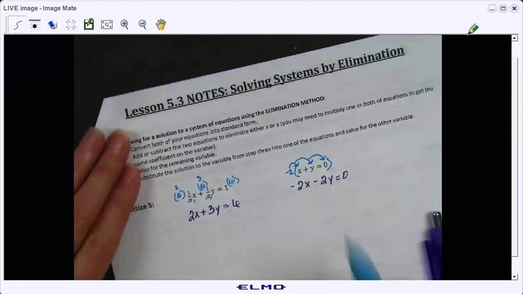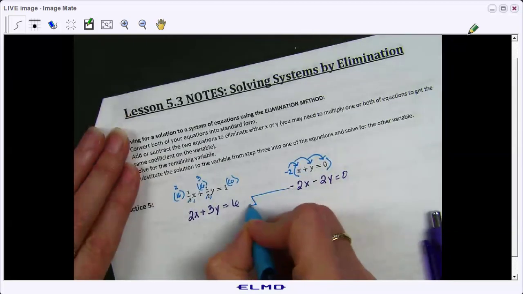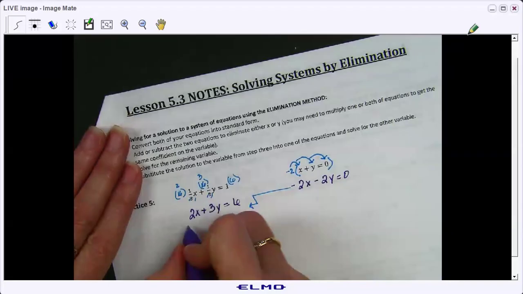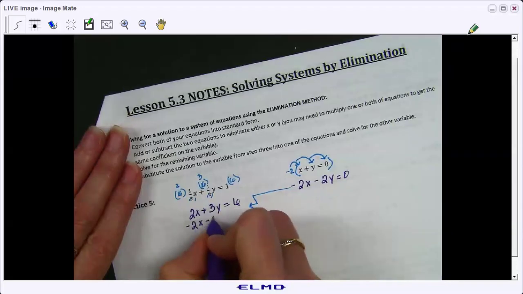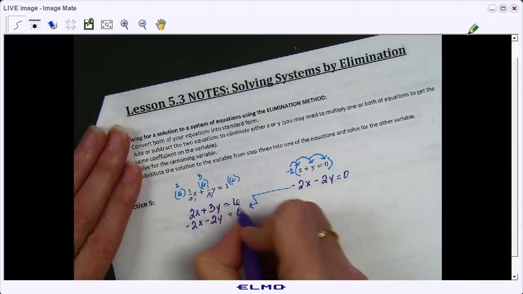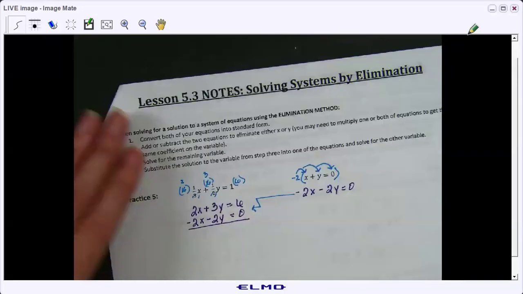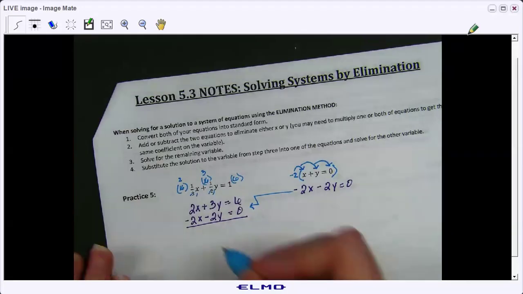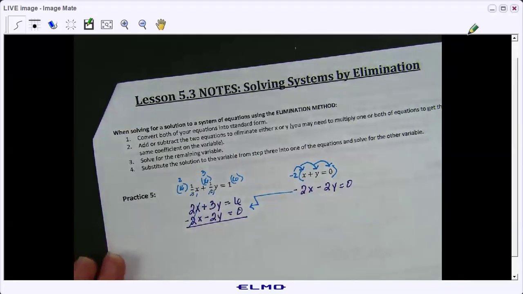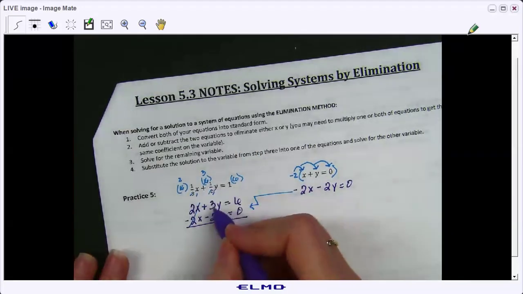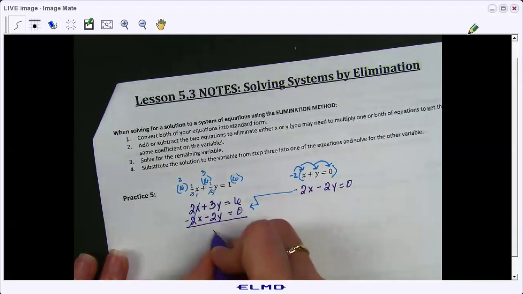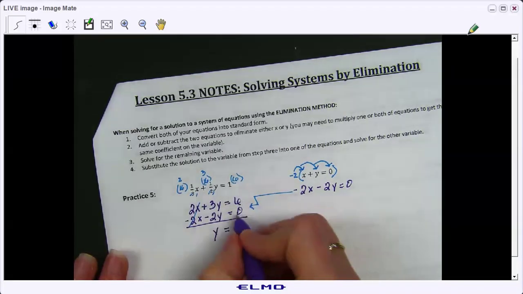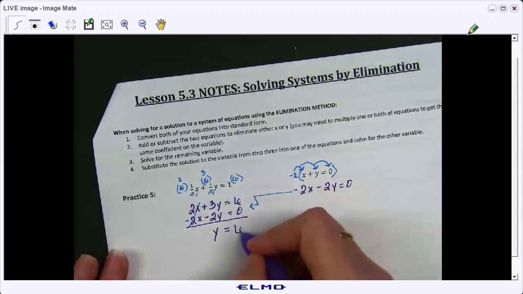So I'm just going to move this here. So -2x minus 2y equals 0. So my x's cancel out. 3y minus 2y is a 1y, or just y, and 6 plus 0 is 6. So I just found my y.